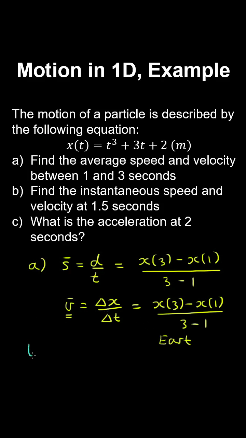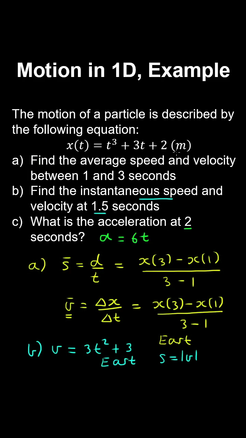Now to find the instantaneous speed, we first find the instantaneous velocity, and then substitute 1.5 seconds. The instantaneous speed is obtained by taking the magnitude of the instantaneous velocity at 1.5 seconds. And speed is a scalar quantity and has no direction. And in part C, the acceleration, so really think about your units based on what you're given in the problem.